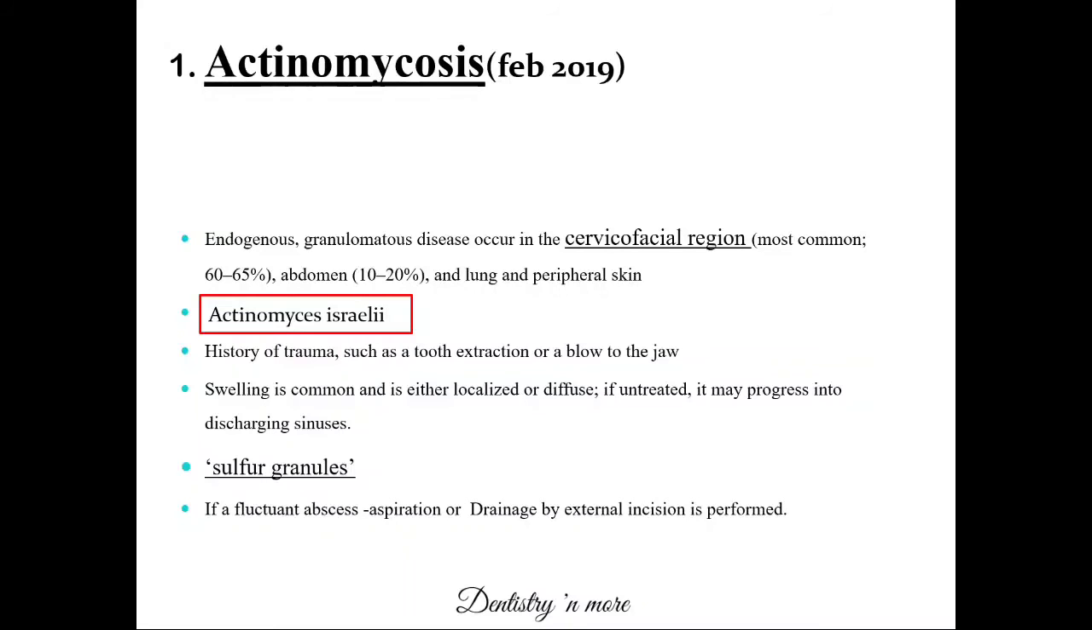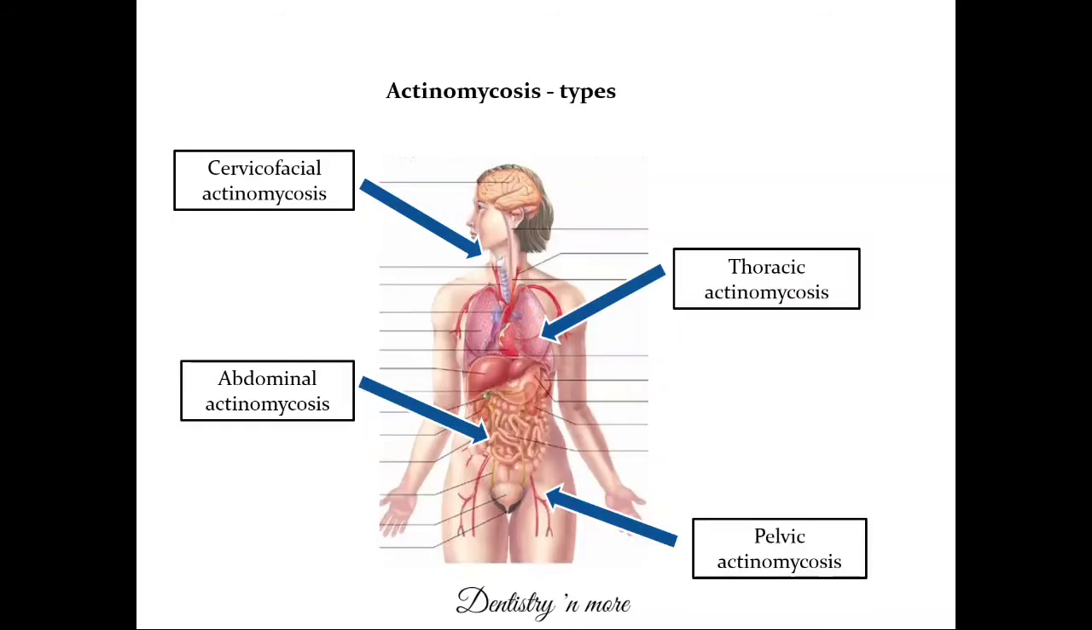That is a clinical manifestation, as the swelling is quite common and is found to be either localized or diffuse, and if left untreated, it can progress to discharging sinuses, and in these sinuses you can see the yellowish sulfur granules. If a fluctuant abscess is noticed, you can go for aspiration or drainage, followed by an excisional biopsy, and then you can go for histopathology reporting. So these are the types seen in actinomycosis. The most common is cervicofacial, followed by thoracic, then abdominal and pelvic actinomycosis.